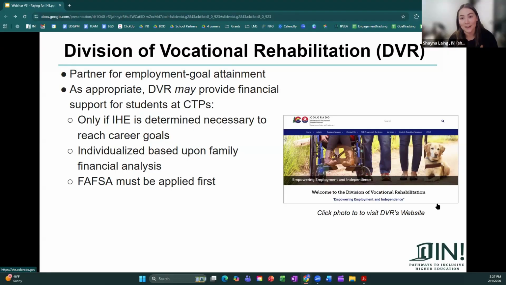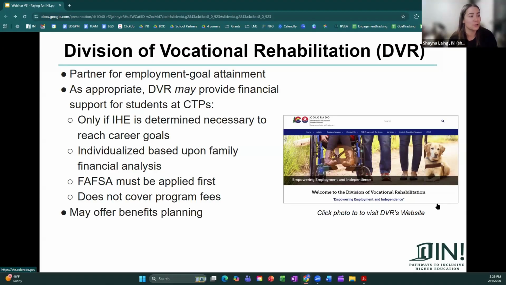So that families complete that FAFSA, make sure that's applied first to their bill, and then we look at what's remaining. Their funding support will not cover that program fee. It's really dedicated to the tuition costs and other associated costs with higher education in general. And even if they're not able to connect you with funding for inclusive higher education, they can provide you with benefits counseling, somebody else that can help you think through how you're strategically planning all the resources that you have to make these things feel more feasible.